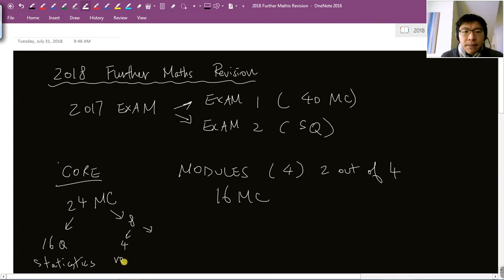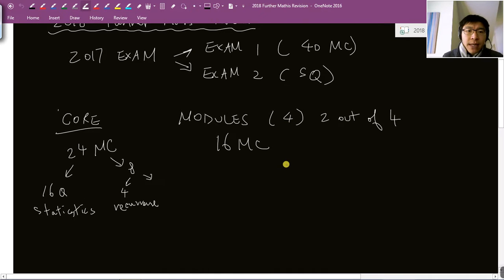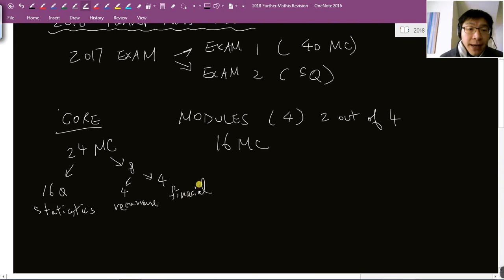Four of them are about the recurrence that we've been looking at. Say if you have 1, 3, 5, and the next one would be 7. These are the recurrence patterns that we studied before. Then for the last part, there would be another 4 questions for the financial math, all about interest and reducing balance loans. That makes 24 multiple choice questions. Then for the elective modules, we have two parts, 8 multiple choice questions each.